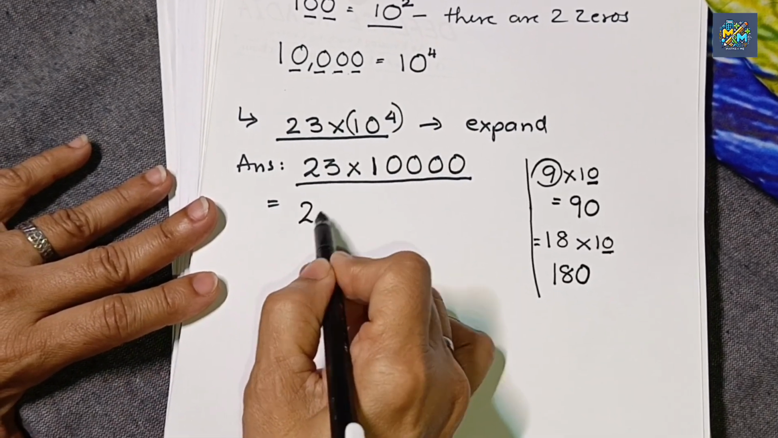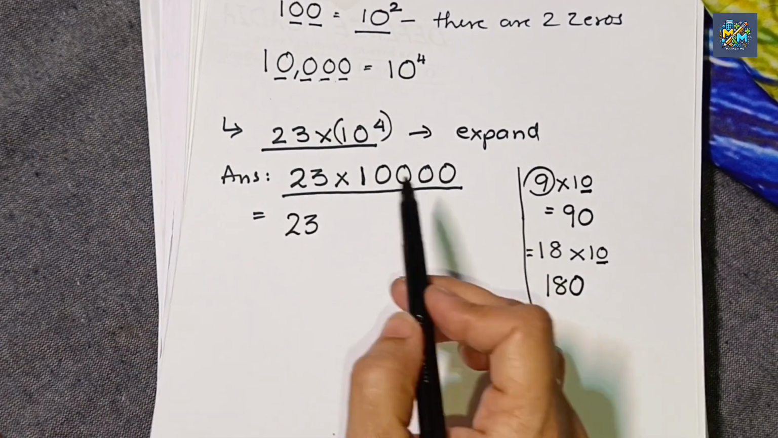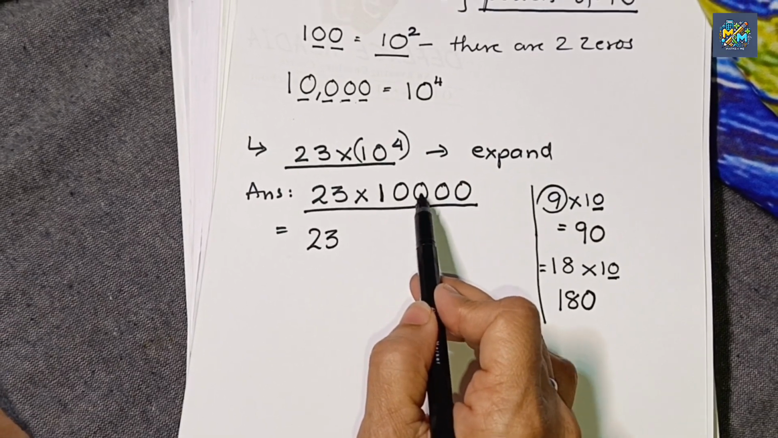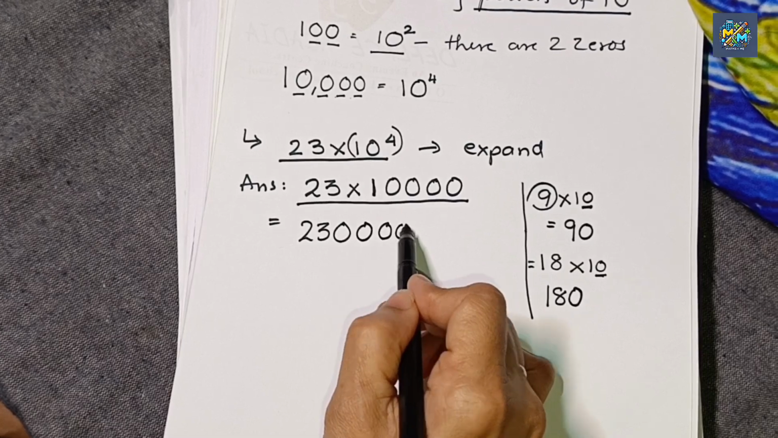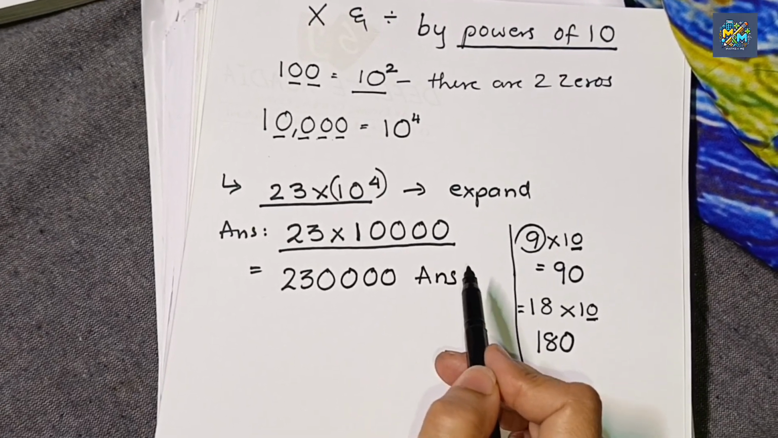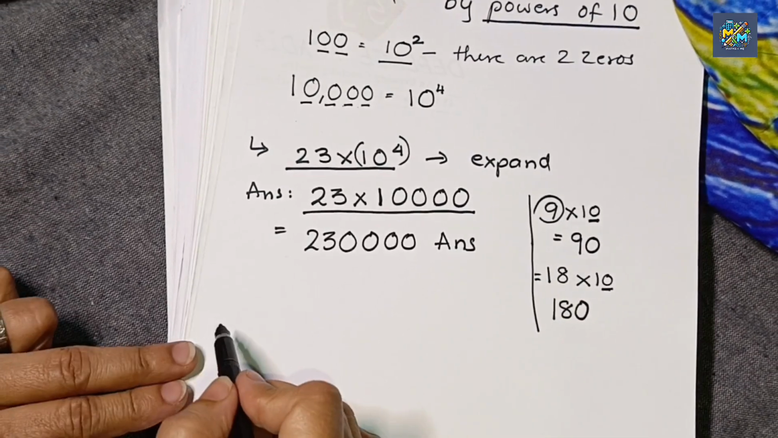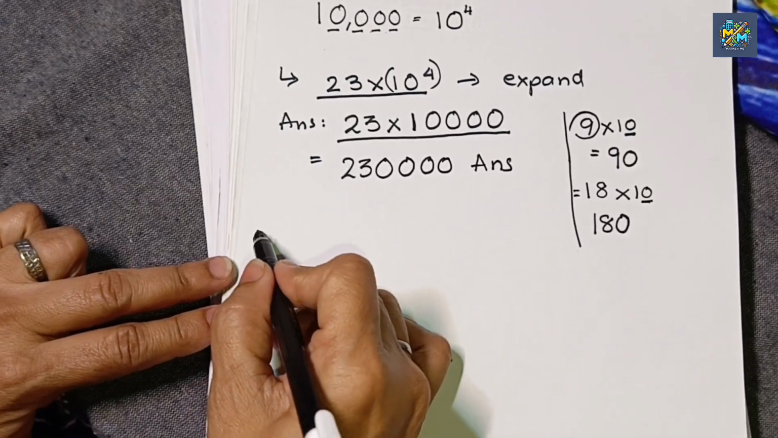Similarly, 23 multiplied by 10,000. I will write 23 as 23, and how many zeros are there? 1, 2, 3 and 4. So this is going to be my answer. Now this was very simple, way too simple we can say.